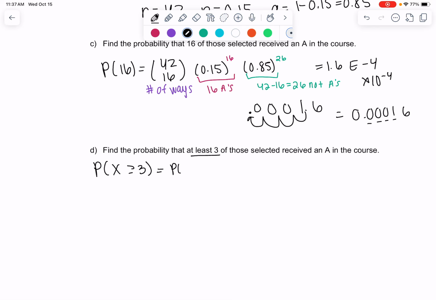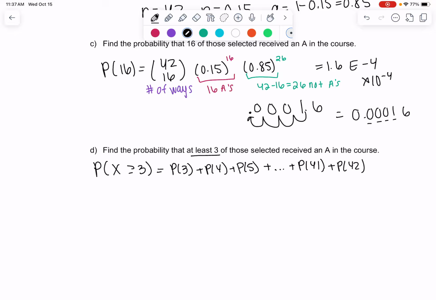So that means 3 students could get an A. It means 4 students could get an A. It means 5 students could get an A. And then I don't want to write them all out because it also goes all the way up to 41, 42. So that means we have to use the formula for every single one of these numbers. You can do that. I think it's like 40 times using the formula. Sounds absolutely awful.